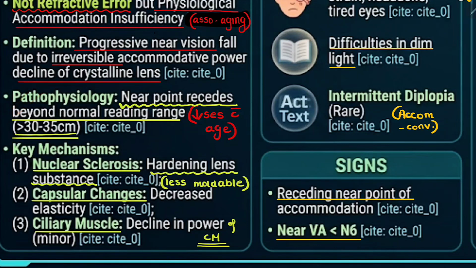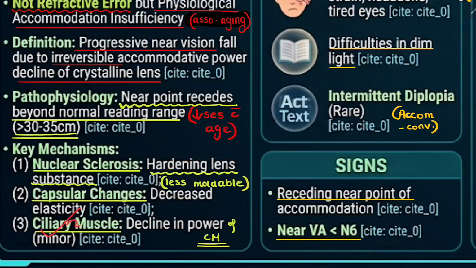Now coming to the key mechanism, actually three things are happening. With the age, there will be nuclear sclerosis, capsular changes, and also ciliary muscle power loss. So nuclear sclerosis means the lens is getting hardened. The lens substance, the nucleus in the lens, will be getting hardened. So the lens will lose its elasticity. Also the lens capsule will lose its elasticity. So due to the capsule and the nucleus getting hardened, there will be a less moldable lens.